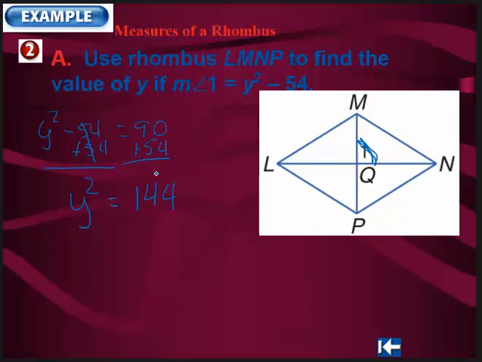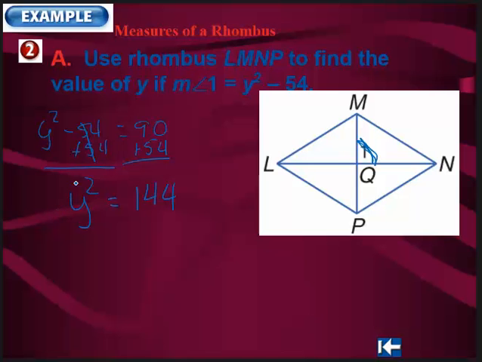So when I add 90 to 54, I get 144. So y squared, that means some number times itself is 144. So you might be able to just figure that out by me saying it that way. What number times itself is 144? Or you could remember your algebra.